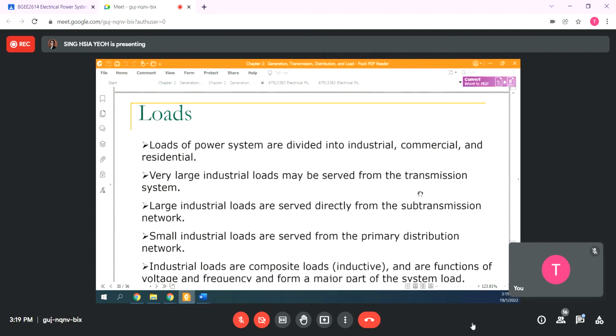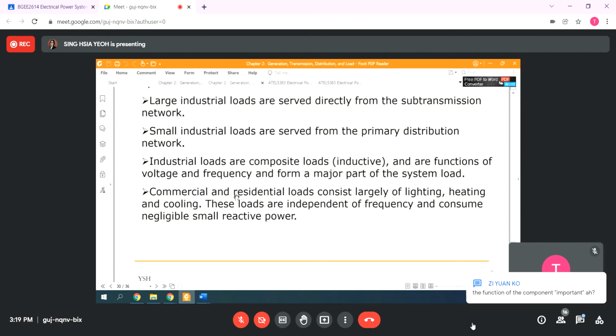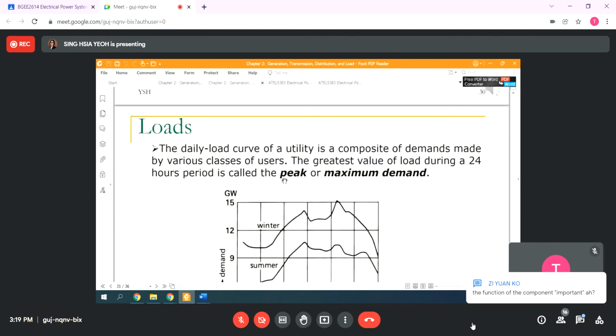Then the loads will actually be separated into industrial, commercial, and residential loads. So the main thing is that you need to know what is a peak or maximum demand. So maximum demand means something like this. When you hit the maximum point in a certain period of a day, then we call this maximum demand.